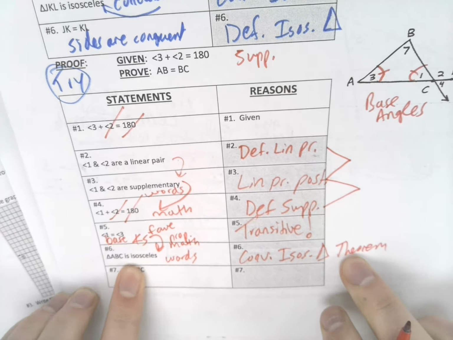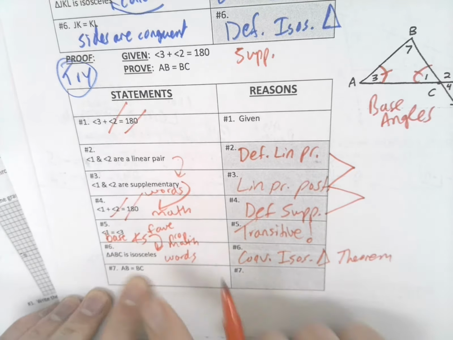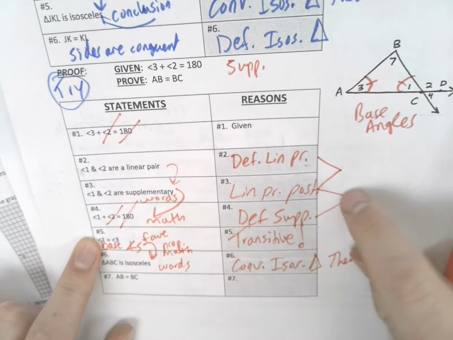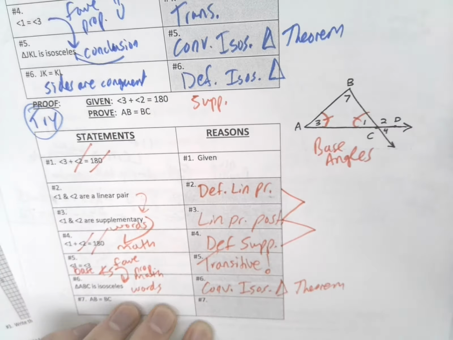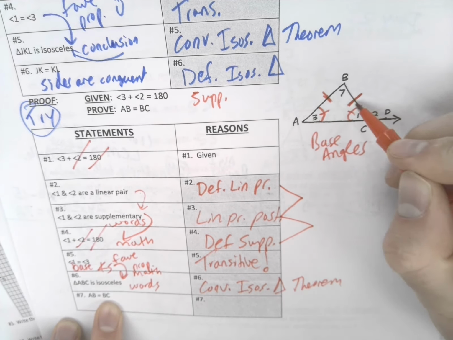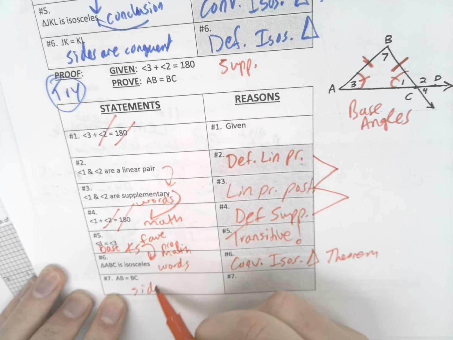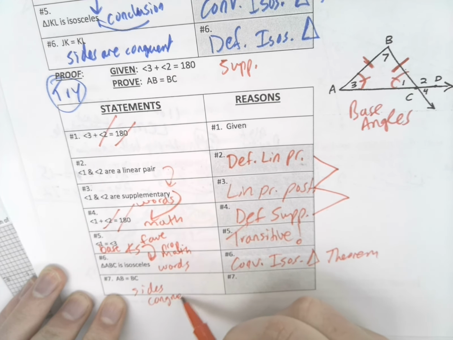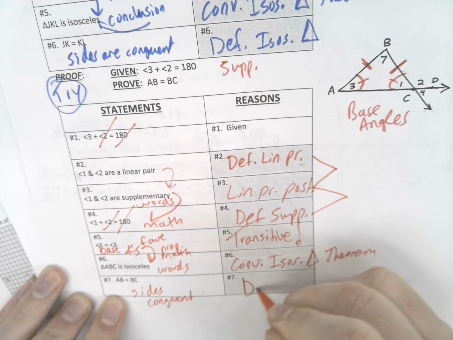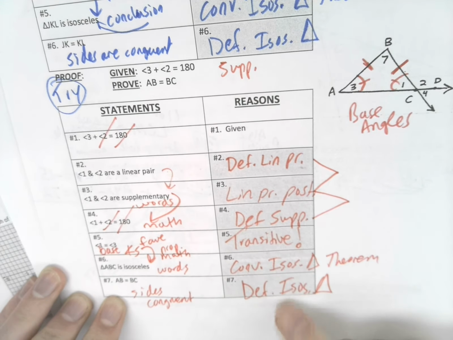We know the definition of isosceles has to do with sides. And speaking of the definition, because these angles are congruent, 1 and 3, we know that AB is going to be congruent to BC. And if we're talking sides being congruent, that's the conclusion to the definition of isosceles triangles.